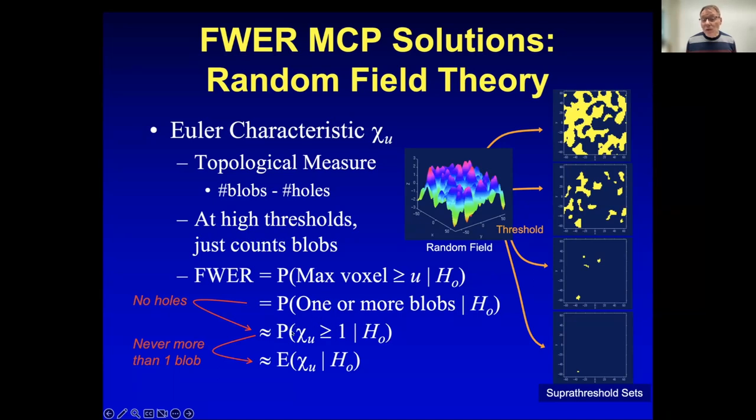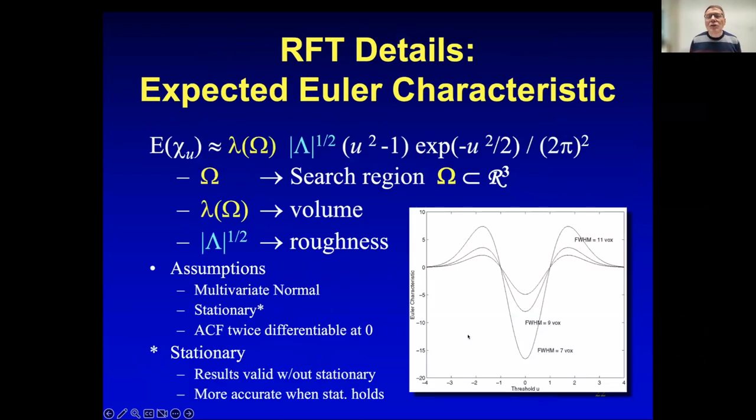Well, that's the event of the Euler characteristic being greater than or equal to one, assuming we're up in this domain here. And then that can be approximated by the expected value, which actually works as long as we're up in this domain, where we only see zero or one. And why would we reach out to all this fancy mathematical theory? Well, it turns out it's really simple to apply. There's no Monte Carlo simulations. It's all very simple closed form.